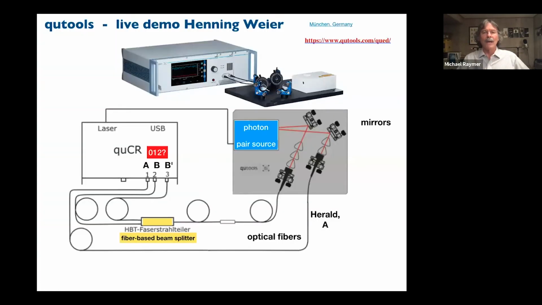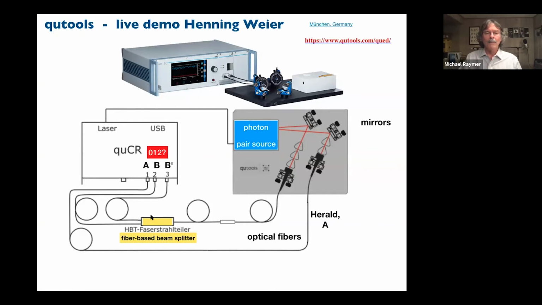This is a picture of the apparatus that he'll show you. There's a photon pair source in this blue box. The photons come out in the two paths. And then these are optical fibers, these gray things. The herald is A, it goes along here and goes over to this detector called A, which is inside this electronics box. We use the fibers to move the photons to the detectors, and we label those A, B, and B prime.